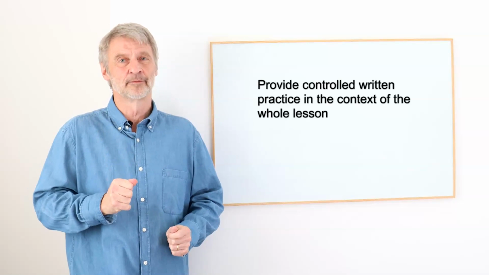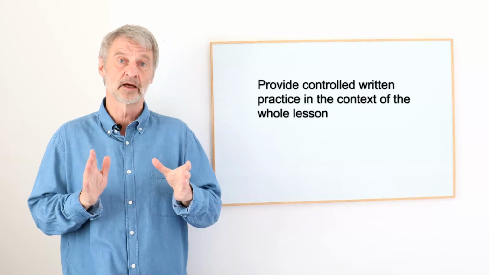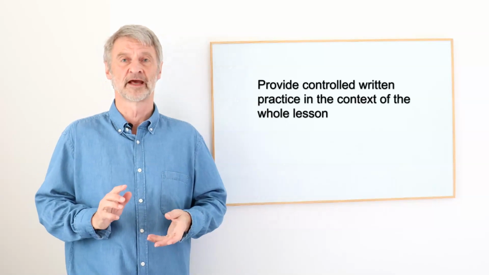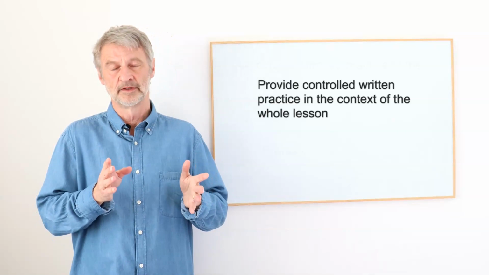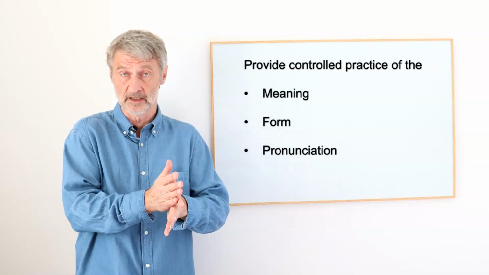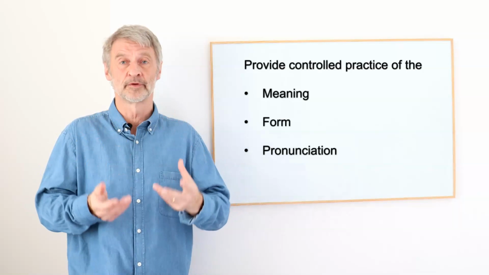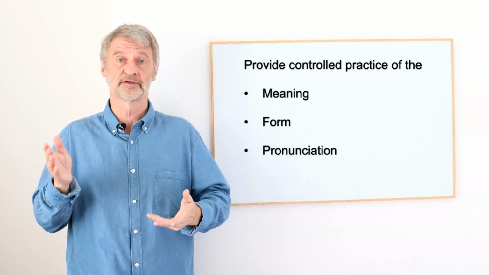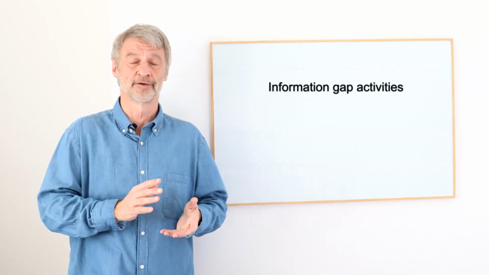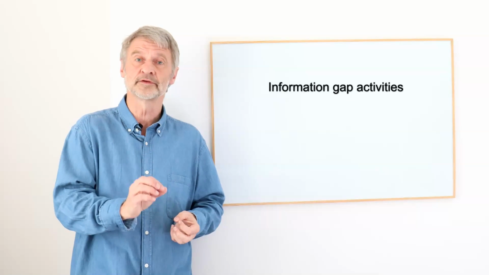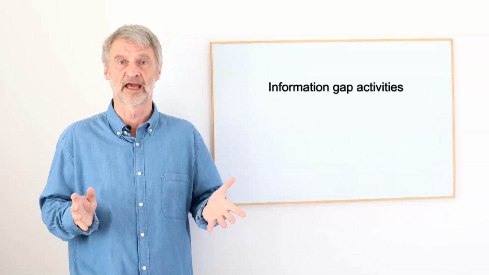Now, in an ideal world as well, you would need to, in your controlled practice stage, cover the 3 elements of language. What do I mean by the 3 elements of language? I mean, we need to focus on the meaning of the target language, the form, meaning how it's written, and the pronunciation. And even if you want to hit a home run on the controlled practice, you will also provide an information gap. So what's this information gap business?